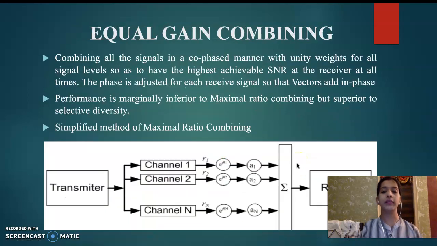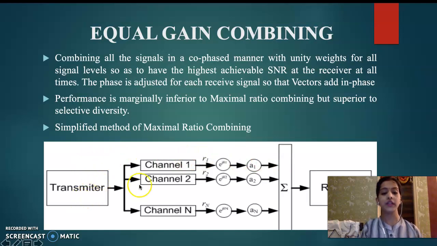Then equal gain combining. Combining all the signals in a co-phased manner with unity weights for all signal levels so as to have the highest achievable SNR at the receiver at all times. The phase is adjusted for each received signal so that vectors add in phase. Performance is marginally inferior to maximal ratio combining but superior to selective diversity. Simplified method of maximal ratio combining we can say.